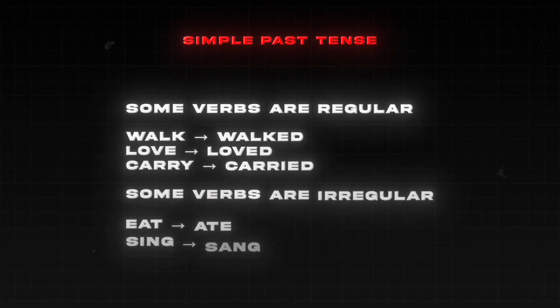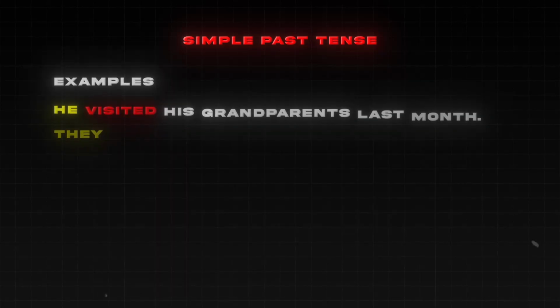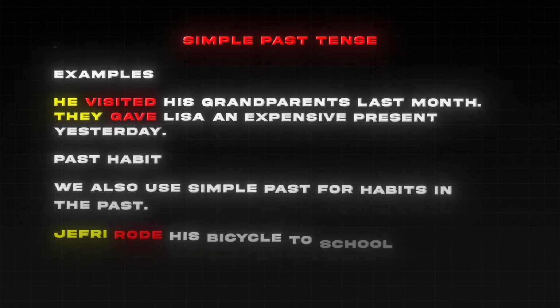We use the simple past tense to talk about actions that already finished. Some verbs are regular. Some verbs are irregular. Examples: he visited his grandparents last month. They gave Lisa an expensive present yesterday.